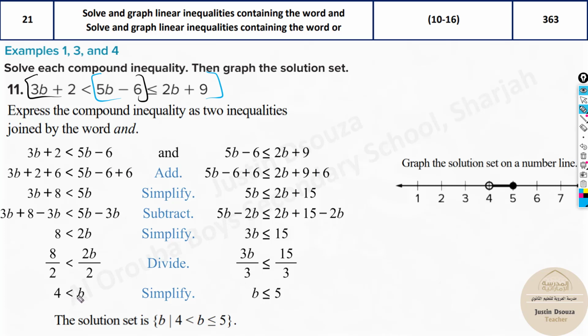And now what is the answer? B is greater than 4. It's just greater, so you can see there is a hole over here and greater than 4, on the right side. And B is less than or equal to 5. Less than or equal means a filled point, and it's all within this. So all this is the solution. That's it. Now that's about "and".